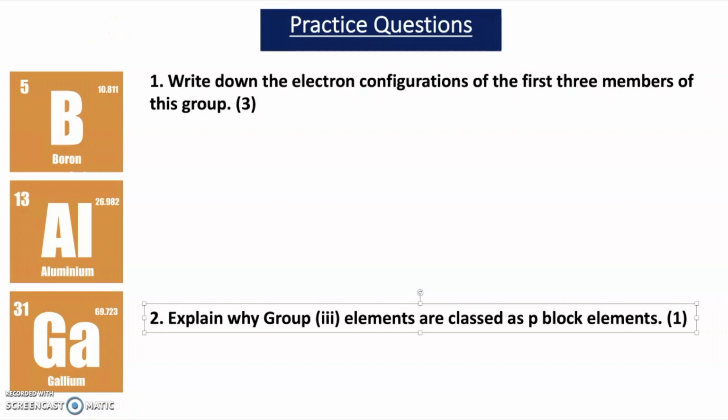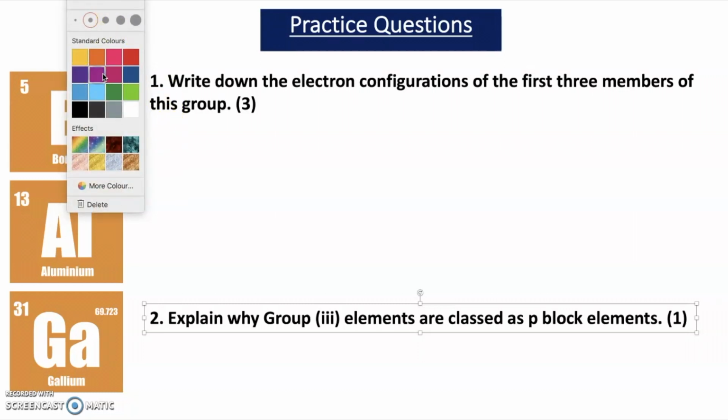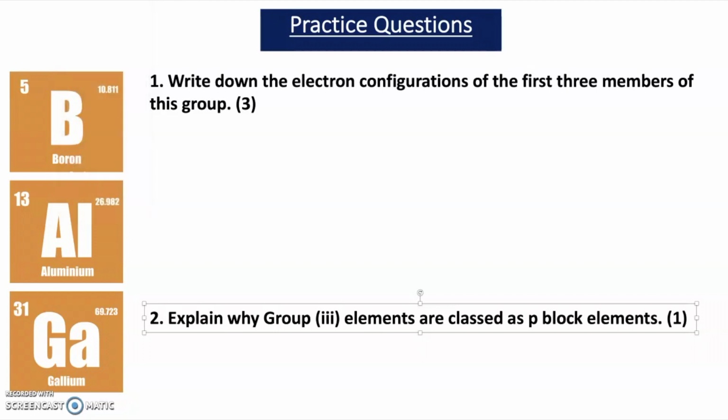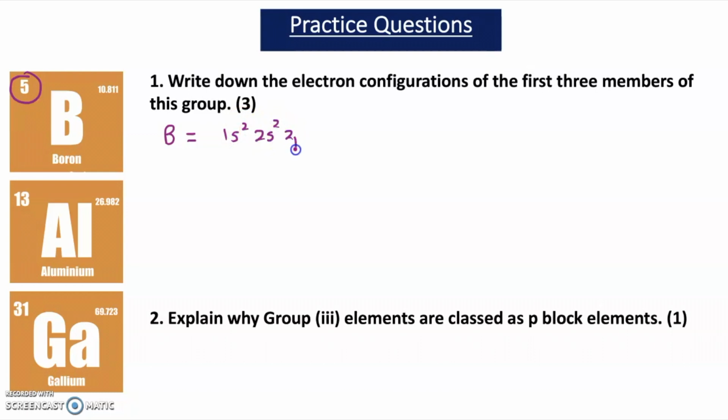So question 1 is asking you to write down the electron configurations of the first 3 members of this group. So boron has an atomic number of 5. That means it has 5 protons and 5 electrons. So its electron arrangement will be 1s2, 2s2, 2p1. Now, aluminium has an atomic number of 13. 13 protons, 13 electrons. So its electron arrangement will be 1s2, 2s2, 2p6, 3s2, 3p1.